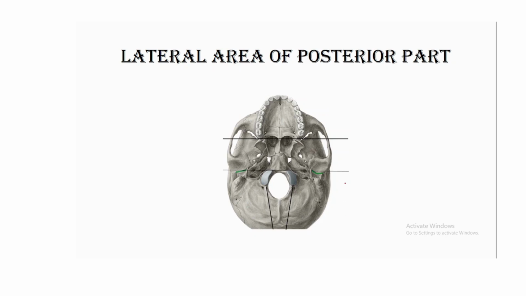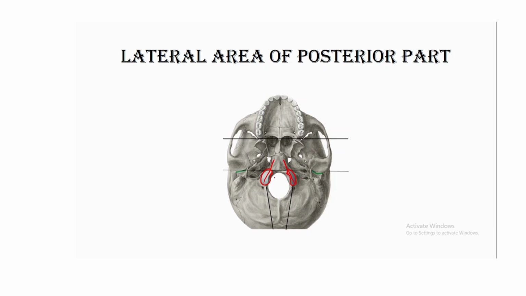Coming to the lateral area of the posterior part of norma basalis, the first structure we'll see is the occipital condyles. These are bony projections present on the occipital bone. They are roughly oval in shape with their long axis directed forward and medially, and they articulate with the superior articular facets of the atlas vertebra, helping to form the atlanto-occipital joint. So these are the two occipital condyles.